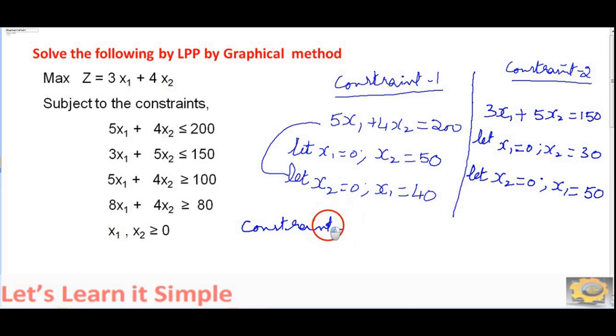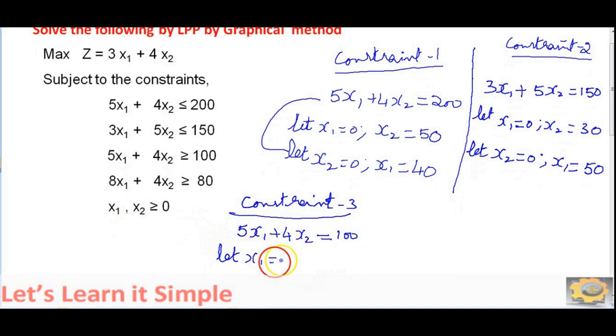Constraint number 3, this one: 5x1 plus 4x2 equals 100. Letting x1 as 0, this will give x2 as 100 by 4, which amounts to 25. Then we are going to let x2 as 0. This will vanish, and x1 is 20.